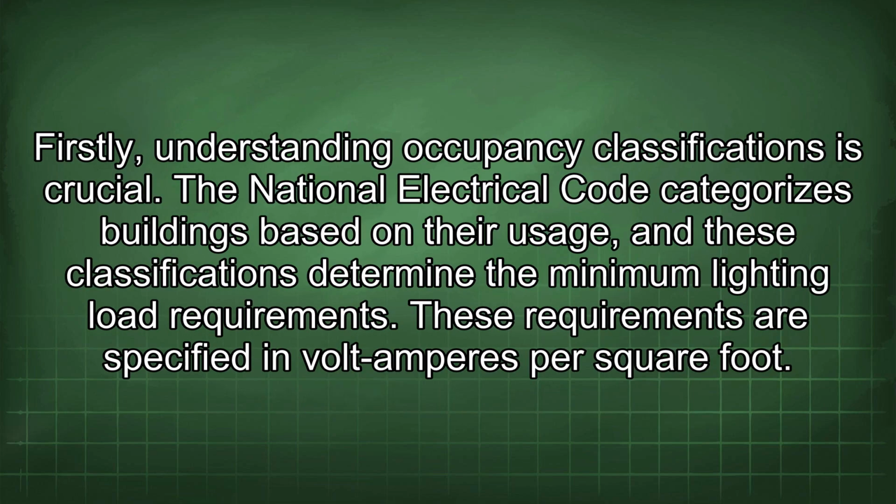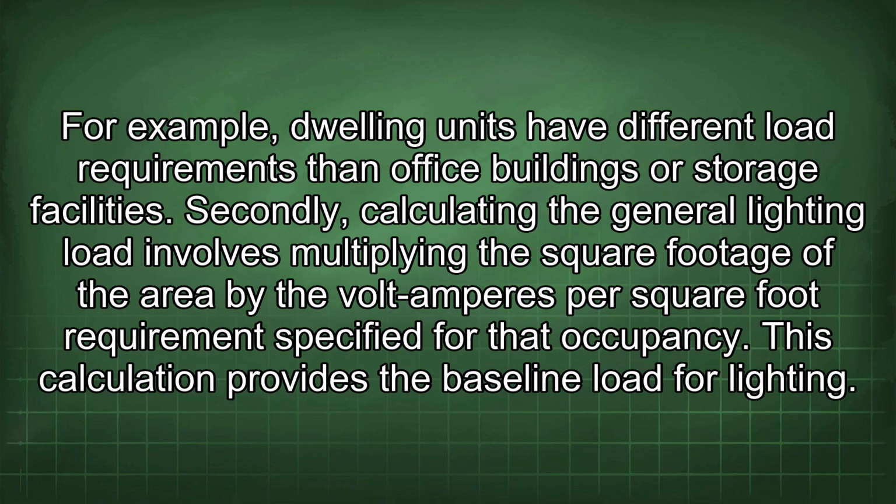When calculating electrical loads, you must consider several factors to ensure safety, efficiency, and compliance with the National Electrical Code. Firstly, understanding occupancy classifications is crucial. The National Electrical Code categorizes buildings based on their usage, and these classifications determine the minimum lighting load requirement. These requirements are specified in volt-amperes per square foot. For example, dwelling units have different load requirements than office buildings or storage facilities. Secondly, calculating the general lighting load involves multiplying the square footage of the area by the volt-amperes per square foot requirement specified for that occupancy. This calculation provides the baseline load for lighting.